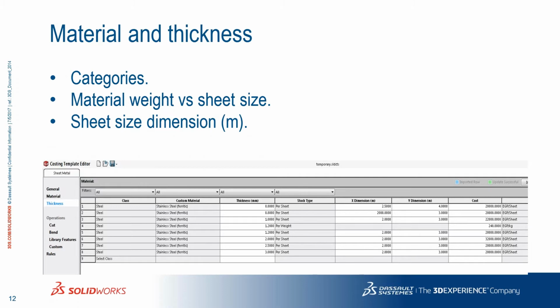Good, so let's move to the material and thicknesses. In the material and thicknesses, we will define the categories, and we're going to define the material, and we will discuss the material weight versus the sheet size. Also, just remember that the sheet size dimension will be in meters, not in millimeters. So let's have that in action.